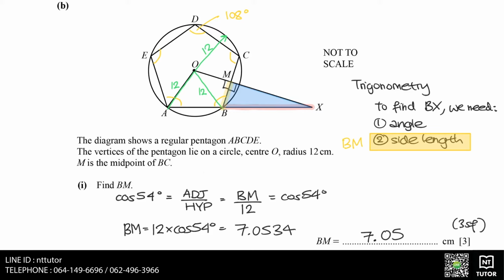All we need now is the size of one of the other angles in the triangle BMX, either angle BMX or angle MXB. We can find the size of angle MBX from the fact that ABX is a straight line, and we already know the size of angle ABM, which is equal to 108 degrees. This means that angle MBX is equal to 180 minus 108, which is 72 degrees.